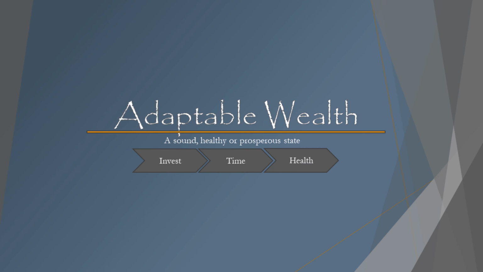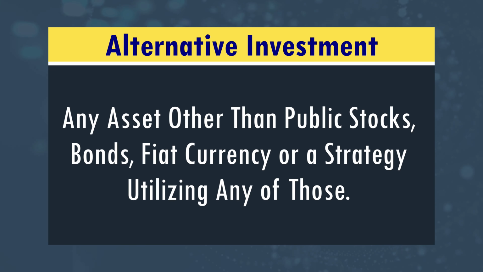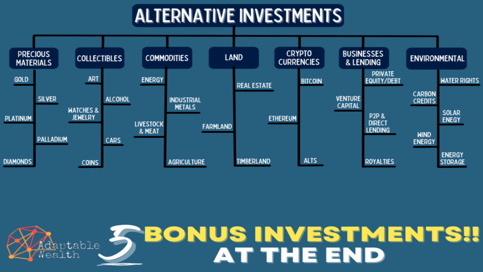It's important that I clarify what I mean when I say alternative investment, because there are dozens of definitions out there. When I refer to an alternative investment, I'm talking about any asset that is not a public stock, bond, fiat currency, or a strategy using any of those. More specifically, I split the space into the following 7 segments: precious materials, collectibles, commodities, land, cryptocurrencies, businesses and lending, and environmental.